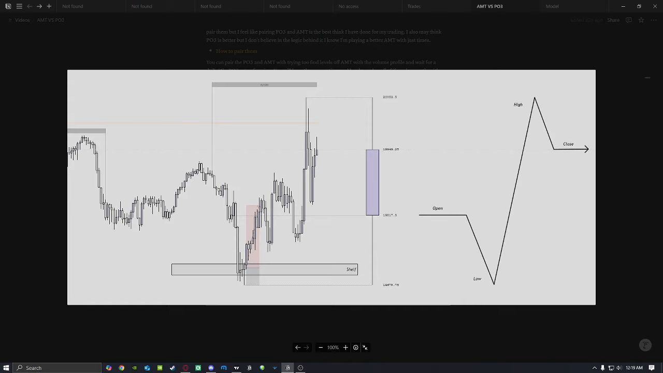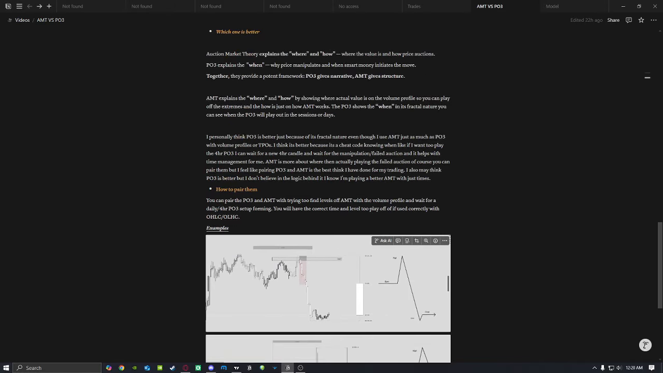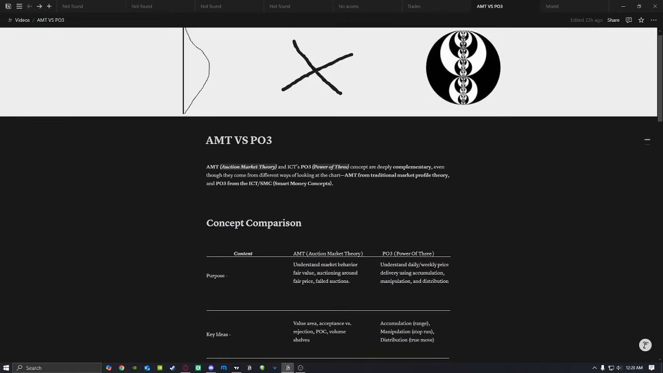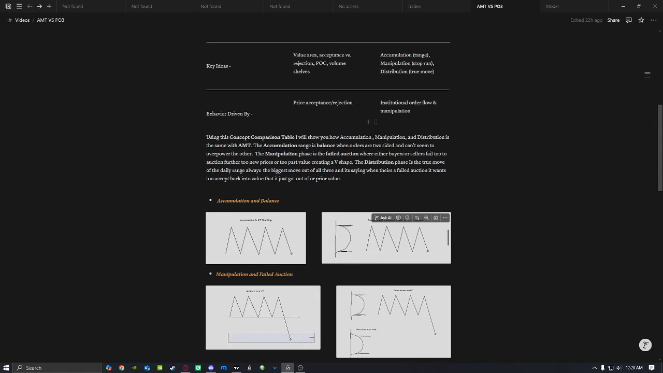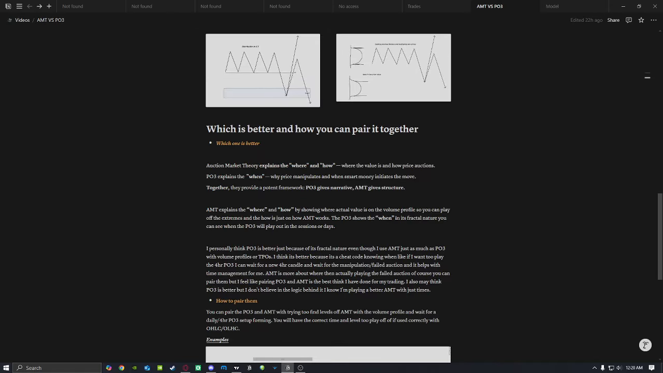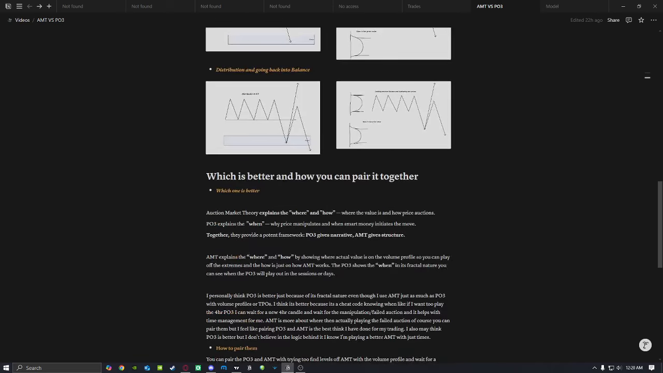That's basically how I trade. I mix the volume profile AMT with PO3. It works pretty good, and I use certain time frames or certain candles of the fractal that I want to use. So that's kind of how I think about AMT and PO3. I do think PO3 is better. If I didn't have AMT, actually I would need both, but I think PO3 is a good concept. It's a better concept just because of the fractal nature, and it helps me with my time management.